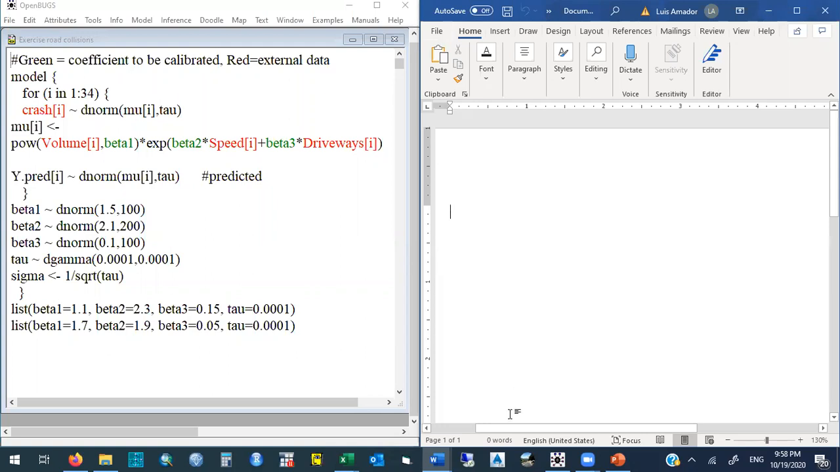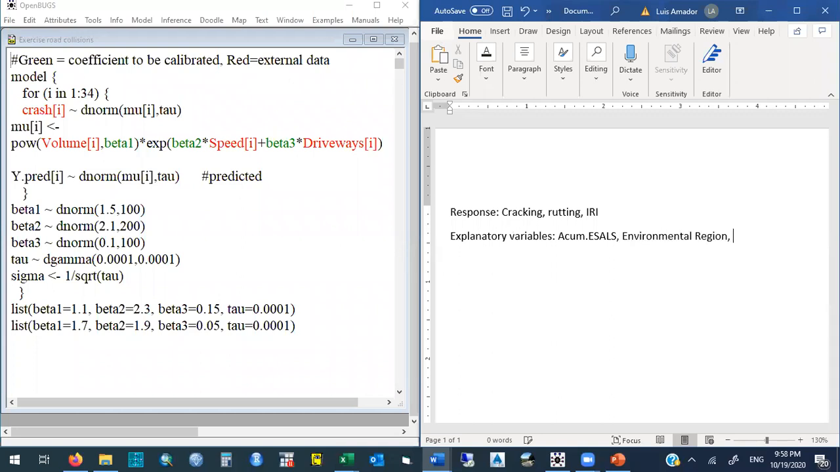What we are trying to arrive at is the estimation of the coefficients from an equation. And this is typically something you will do when you know the response, say roughness, cracking, rutting. And you know the explanatory variables, like the number of ESALs accumulated, or the environmental region, or the structural number of the pavement. Okay, so you know this.